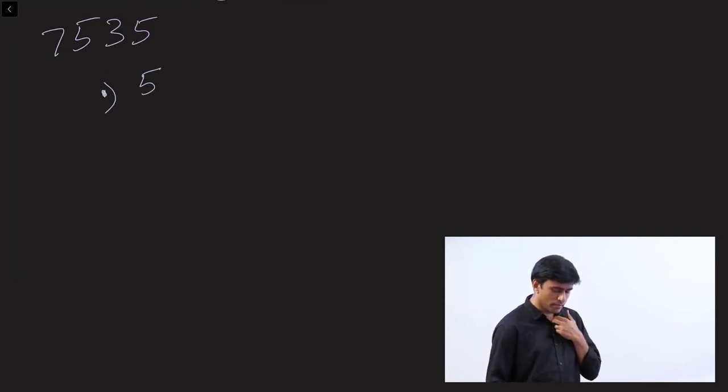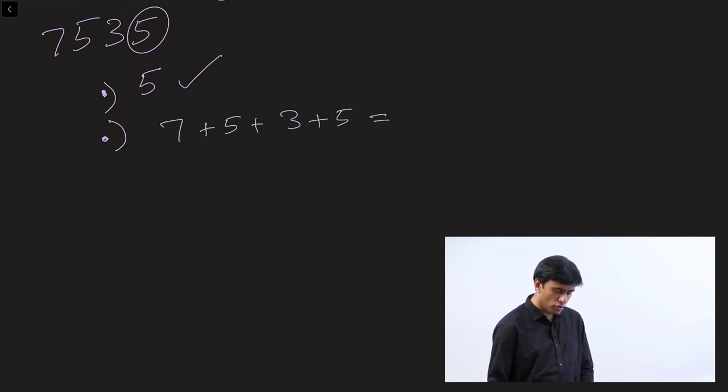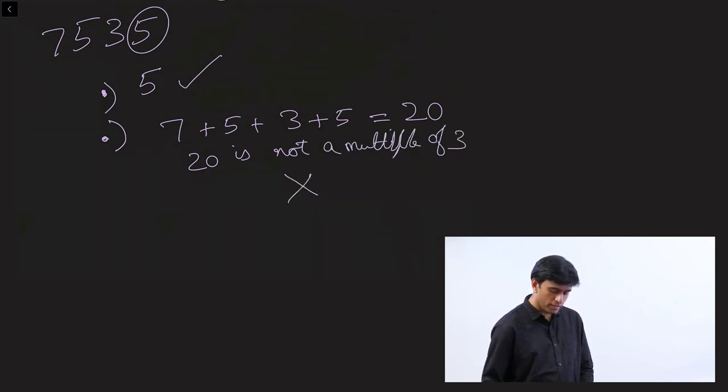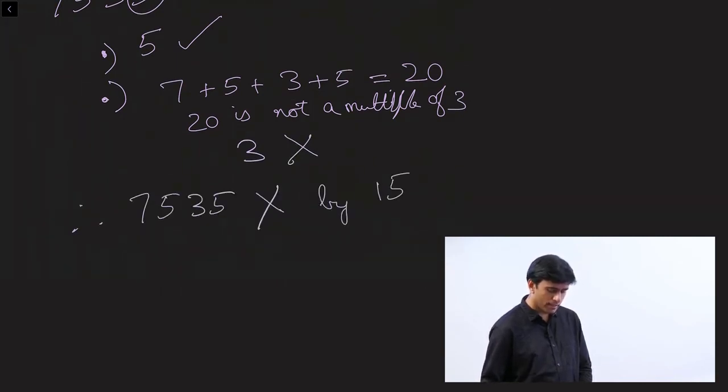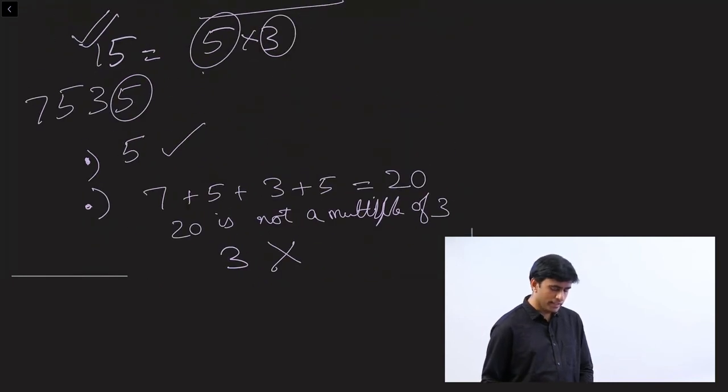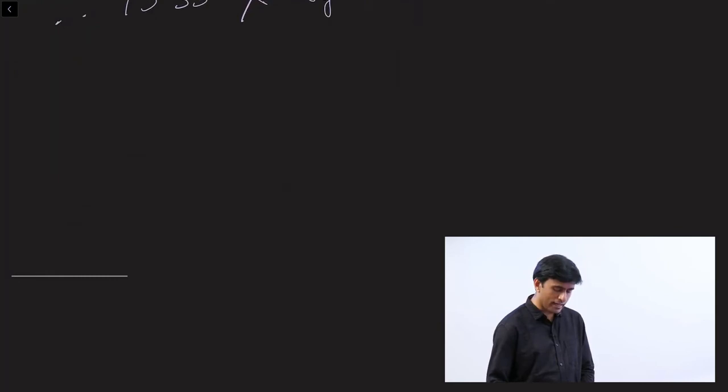So is this number divisible by 5? Since the last digit is 5, it is divisible by 5. How about 3? Is this number divisible by 3? Let's check. 7 plus 5 plus 3 plus 5 will add up to 20. 20 is not a multiple of 3. So it is not divisible by 3. Therefore 7535 is not divisible by 15. Remember, it needs to be divisible by 5 and 3.